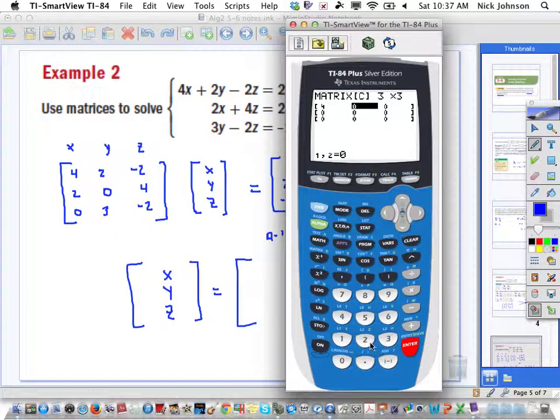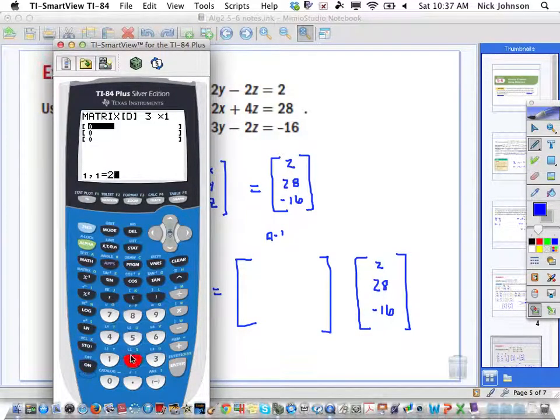So it's 4, 2, negative 2, and it's 2, 0, 4, 0, 3, negative 2. Okay, so now I go second matrix. I need to put in D, I'm going to put my solution matrix, which is a 3 by 1. So 3 by 1, so it goes 2, 28, negative 16.